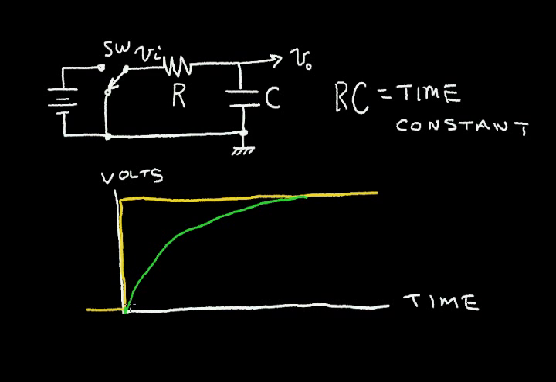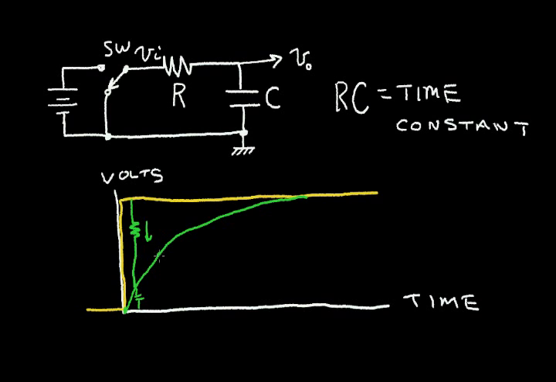Let's examine what's happening. Initially, when I throw the switch, the predominant voltage drop is across the resistor, and very small voltage drop is across the capacitor. So at this time, as soon as I throw the switch, the maximum current is flowing in the resistor, but the capacitor is charging up.